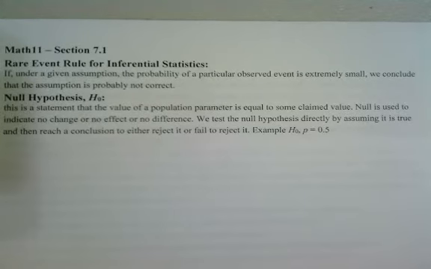We test the null hypothesis directly by assuming it is true, and then reach a conclusion to either reject or fail to reject the null hypothesis. Please note, we do not prove anything in inferential statistics. We basically say we have enough evidence to reject, because it's extremely unlikely it's going to happen, or we fail to reject, basically saying we don't have enough evidence to say that it couldn't happen just the way it did.